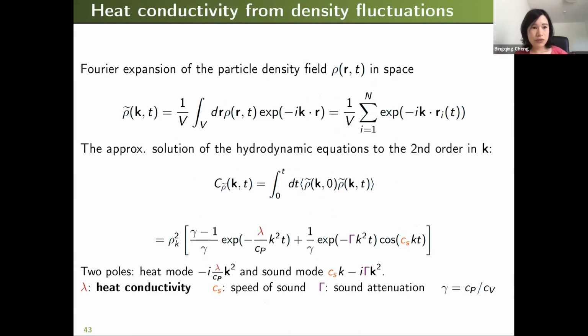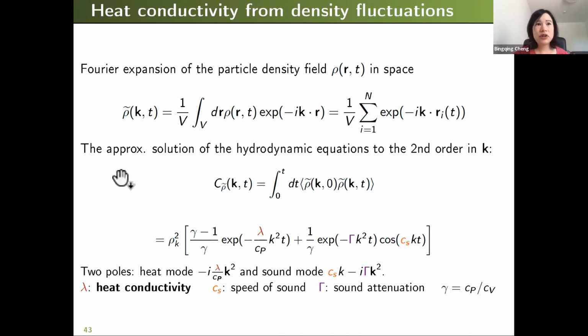However, we find an alternative formalism to compute the heat conductivity. Essentially, we start with the particle density field. The particle density field is just based on the instantaneous coordinates of the particles, so it's a very well-defined quantity. So we can do a Fourier expansion for this particle density field. Essentially, we only rely on the coordinates of all the atoms. It turns out that if we use the hydrodynamic equation, the particle density field encodes the information about heat conductivity.